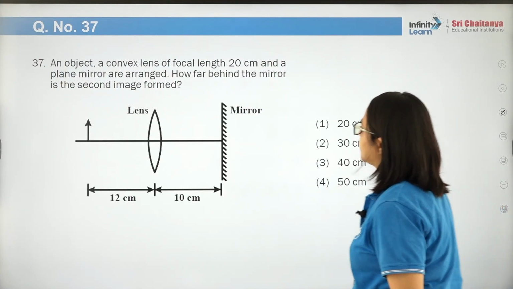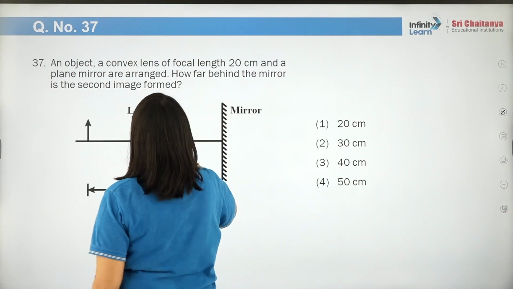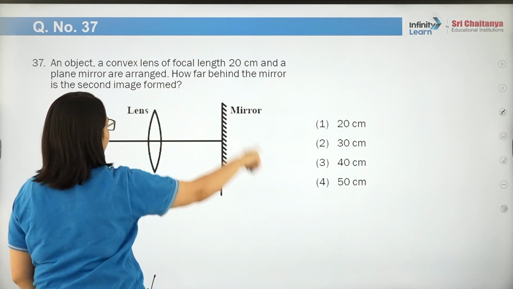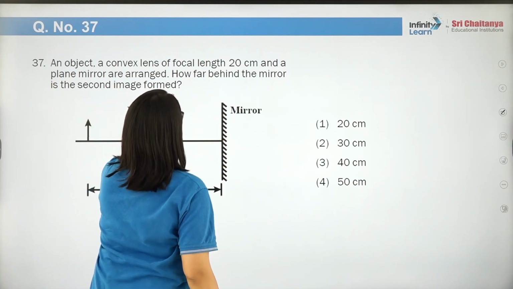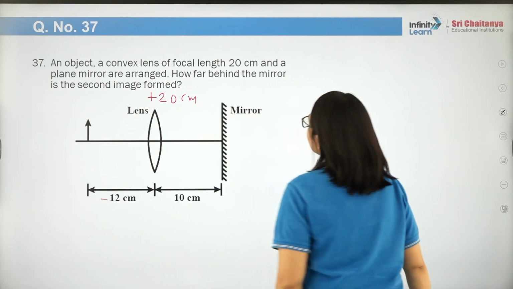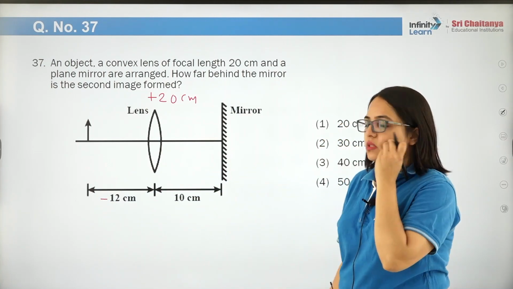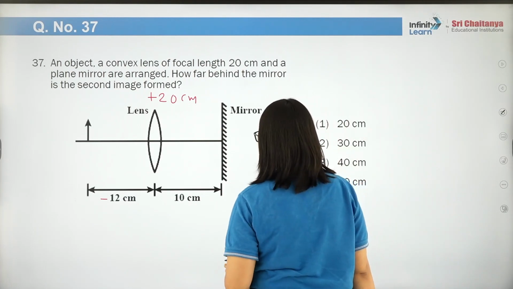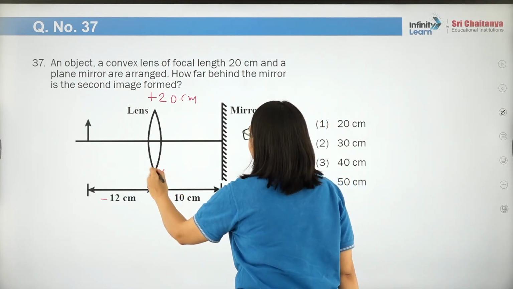We have an object which is placed at a distance of 12 centimeter, and we have a convex lens of focal length 20 centimeter, and a plane mirror arranged like this. How far behind the mirror is the second image formed? Okay. So in this case, let's find the location of the image by the lens first.